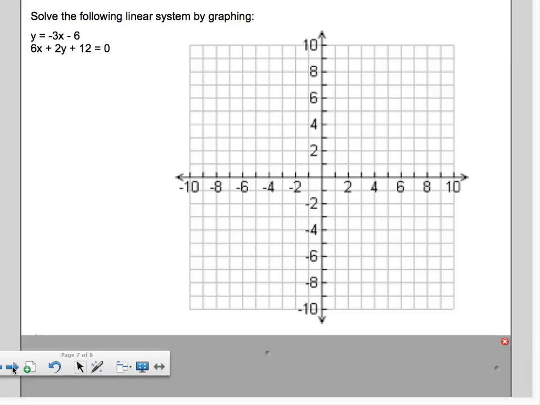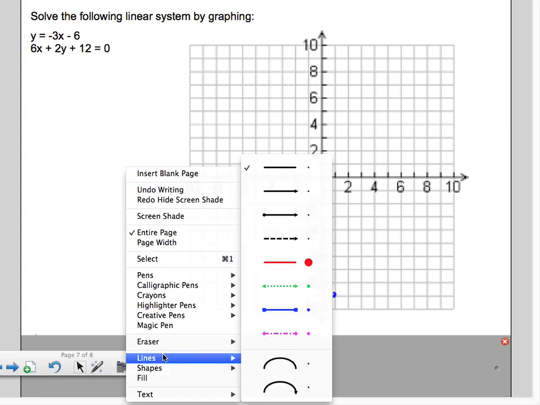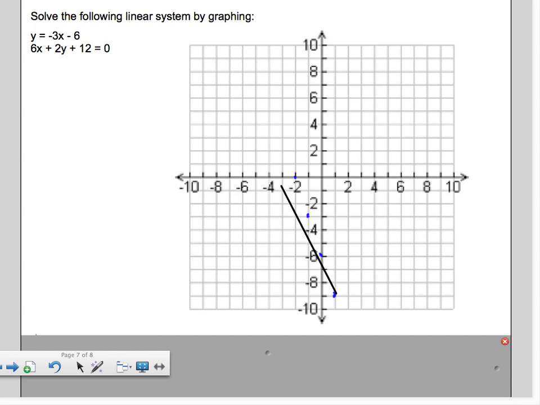So here's another one. y is equal to negative 3x minus 6. I'll quickly graph this one for you. So negative 6. Slope is negative 3, so you can go up 3 to the left as well. So here's that first line. Okay, so that's the first line.